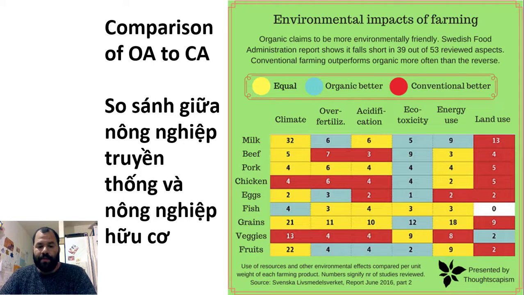If you look at the different boxes, you will see that they have different colors. The red color means that conventional farming is better, blue means that organic is better, and yellow means that they are equally efficient in terms of the categories used in this study. If we look, for example, at ecotoxicity, meaning the amount of toxic compounds released into the environment, we can clearly see that organic agriculture is better.